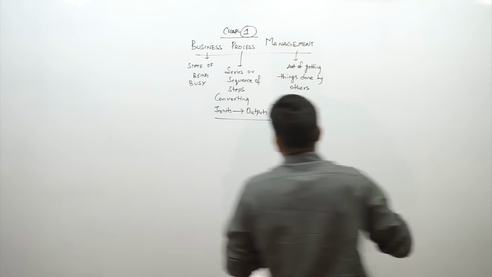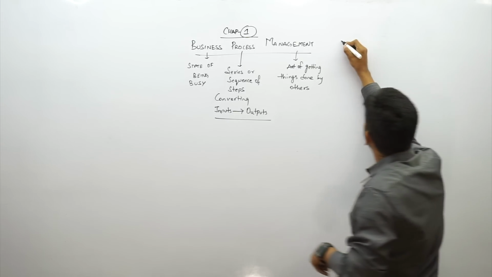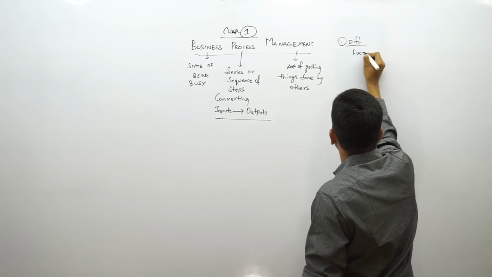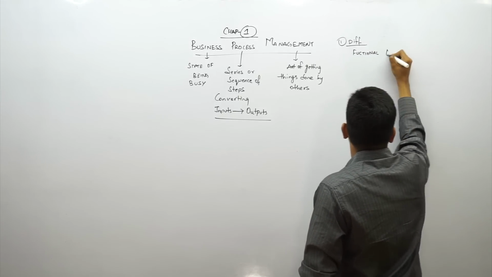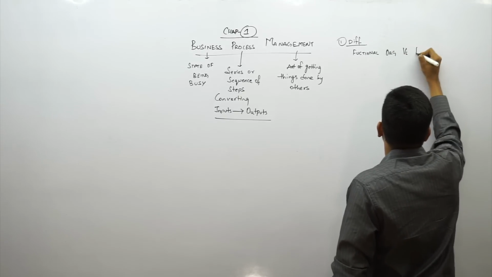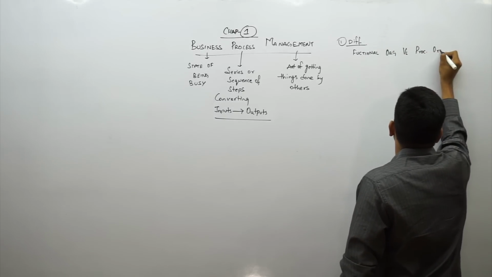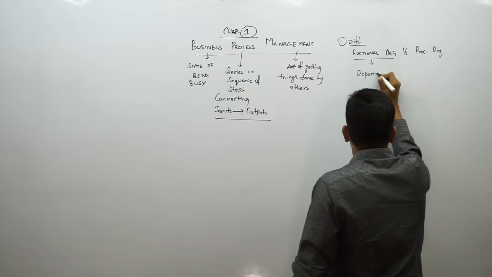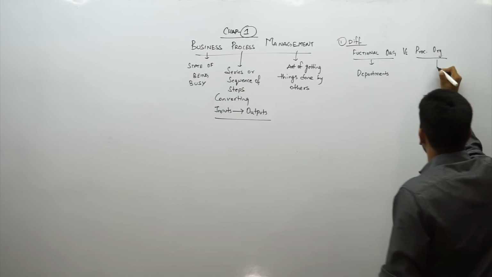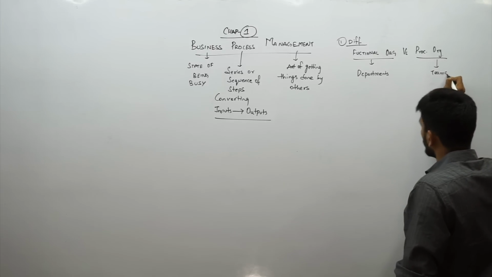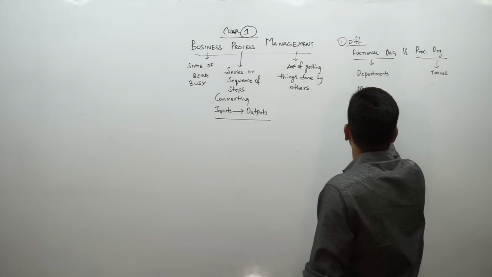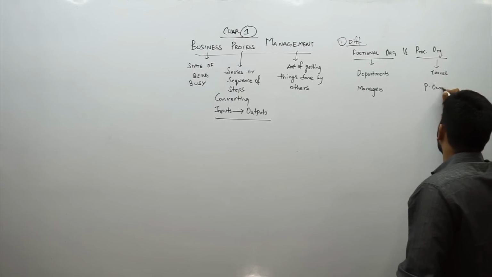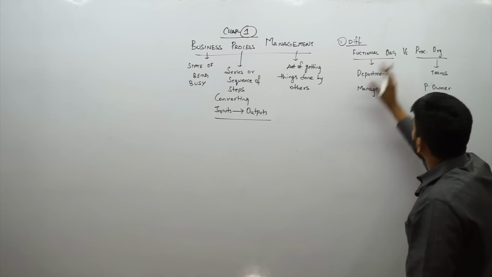That could be one of the very important questions in the beginning of this chapter, the differences that exist between functional organization versus a process organization. A functional organization works in the form of departments, while you have process organizations working in the form of teams. Functional organizations are headed by managers, while each process is headed by somebody called a process owner, right? So these are the differences.